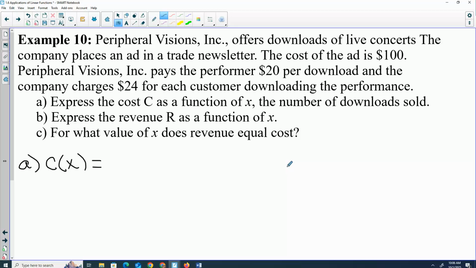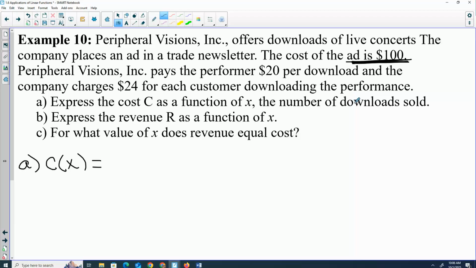Right, so the cost is what the company is paying. What does the company have to pay? They have to pay $100. How many times do they pay that? Is that a one-time thing or is that repeated? We put an ad in the newsletter, so we put one ad in. So the cost of that ad is $100. So it's a one-time thing.